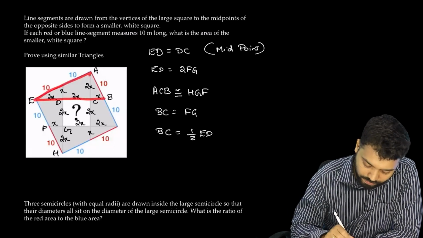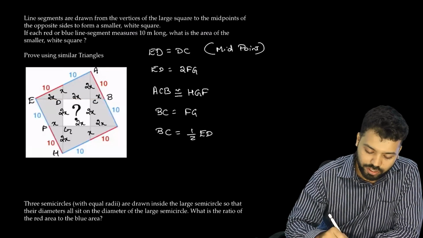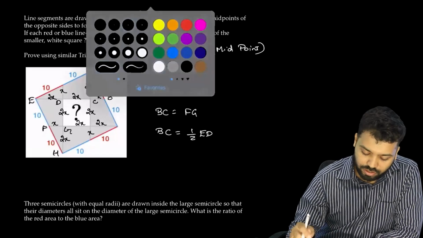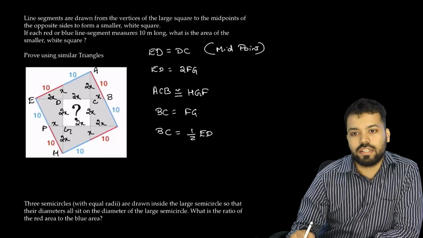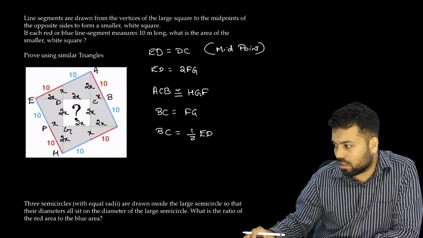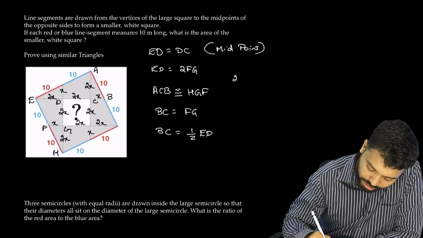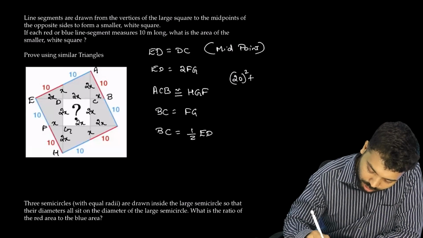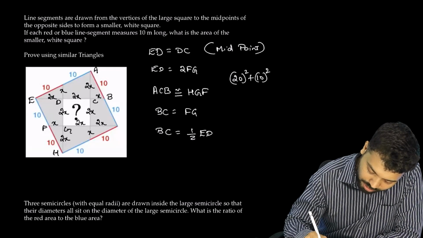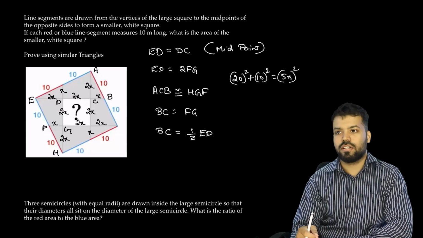Anyway, once we get this, we can get the value of x by applying Pythagoras theorem here, correct? We can apply Pythagoras theorem here. And what do we get there? We get 20 square plus 10 square equal to 5x the whole square, correct?